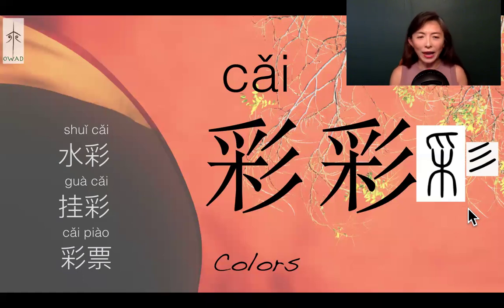Okay, 挂彩. 挂 means hanging, attaching. Attaching colors. What does it mean? It doesn't mean you color your color book. It doesn't mean you paint over something. Actually, this color is a particular kind of color. It's the blood.